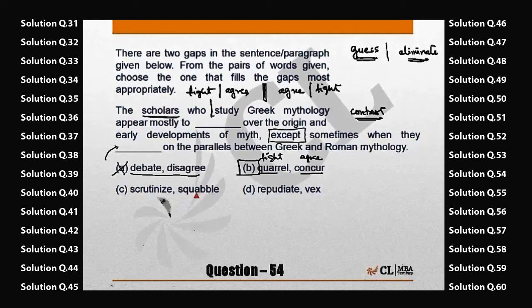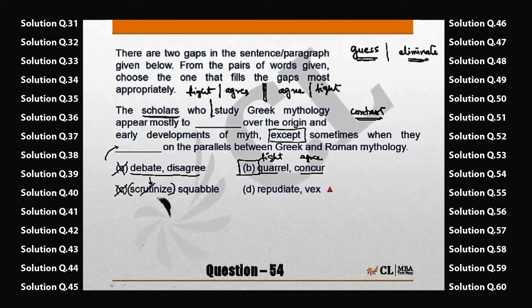Scrutinize, squabble. Now here is where the problems start. We need to know the meaning of these words. But scrutinize does not give a sense of a fight. The scholars who study Greek mythology appear mostly to scrutinize over the origin. That does not make sense. So C can be eliminated.